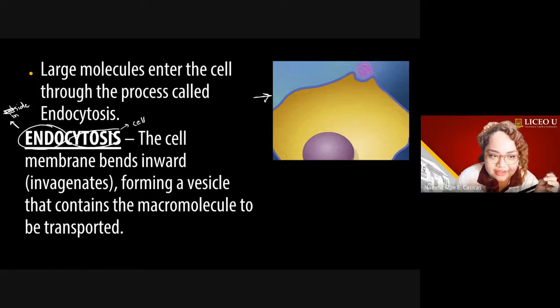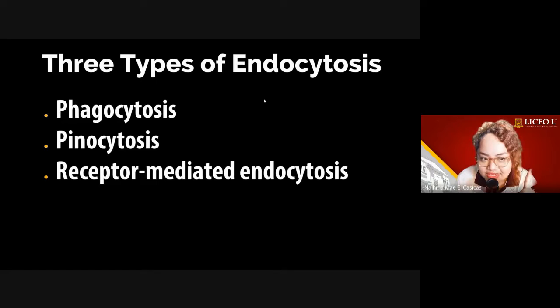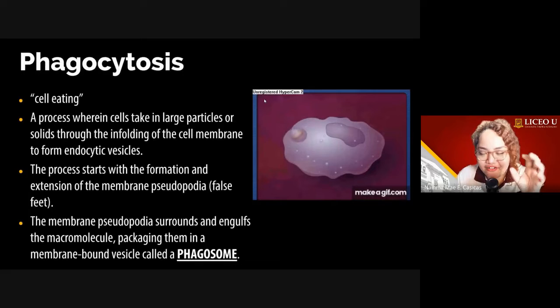So there are three types of endocytosis. You have your phagocytosis, pinocytosis, and receptor-mediated endocytosis. Let's start with phagocytosis. We have already talked about this earlier. Phago, just from the name, when you say phago, it's something to do with eating. Okay? Eating. So basically, phagocytosis literally means cell eating.